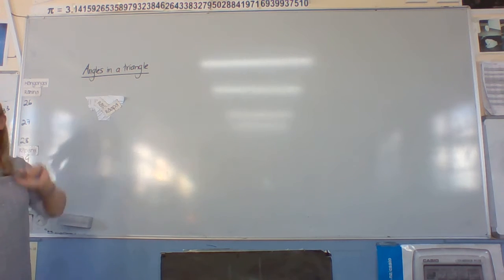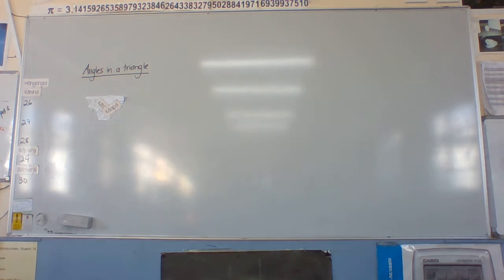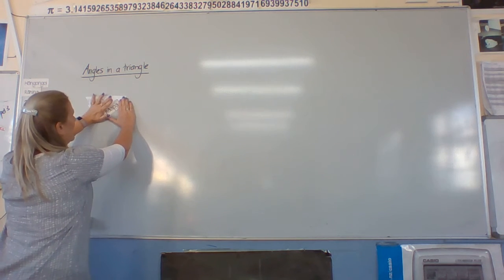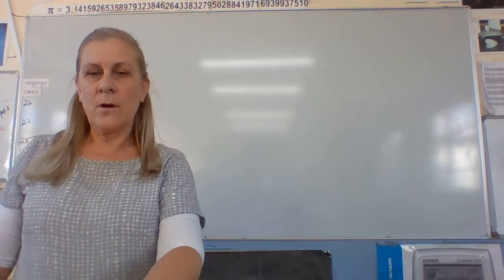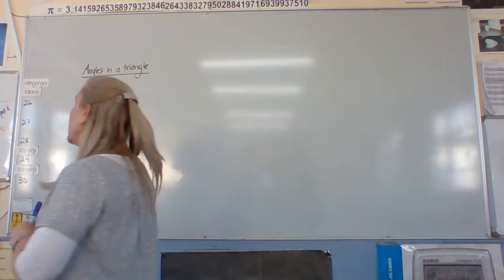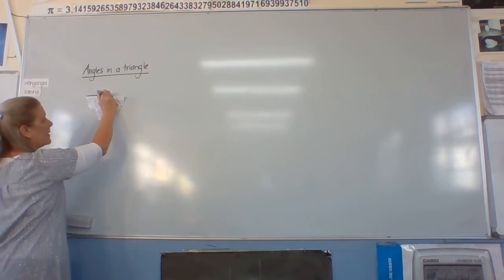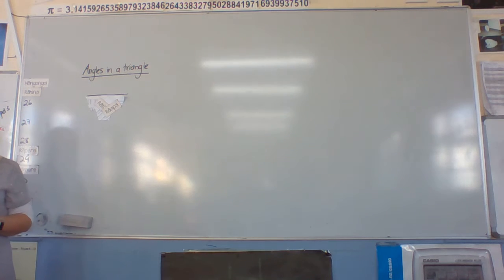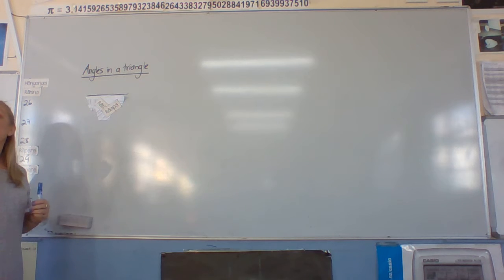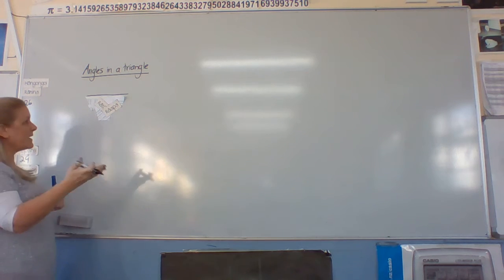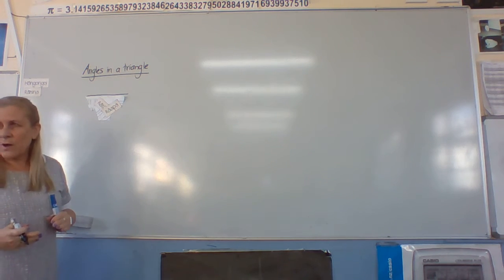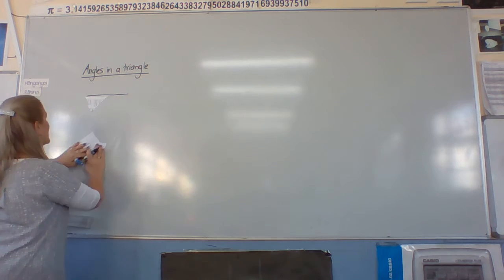1, 2, 3. If I rip up any triangle at all and do that, they'll all sit together nicely there on a line, right? And what do we know about the angles on a line? They add up to 180. So do a triangle. I know you probably already knew that.